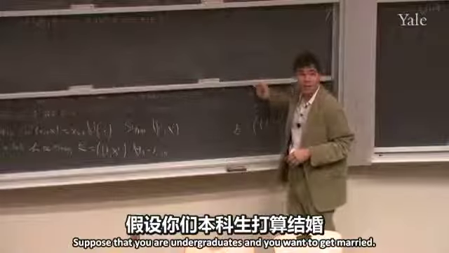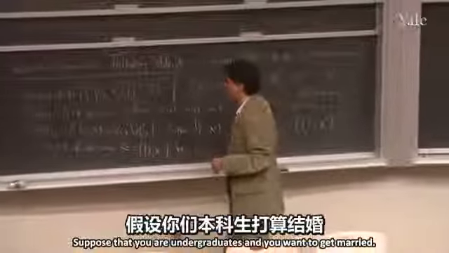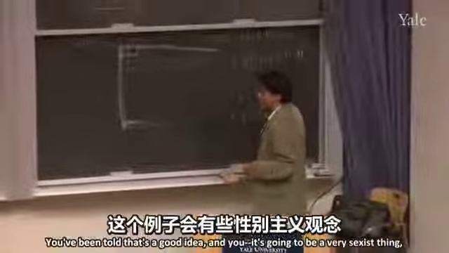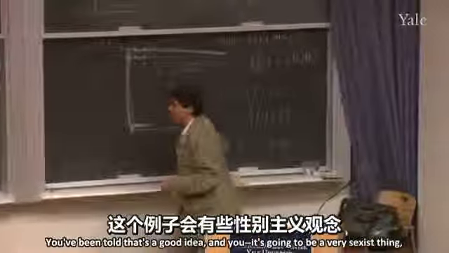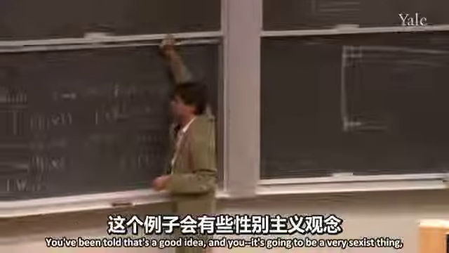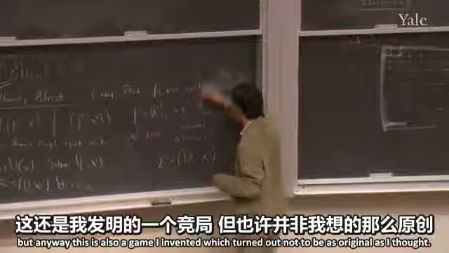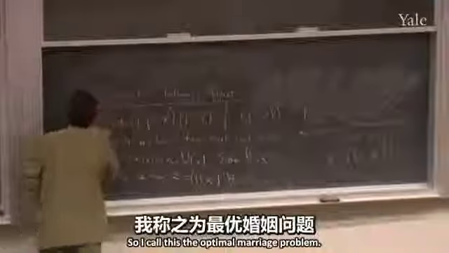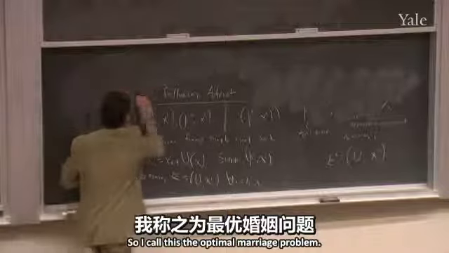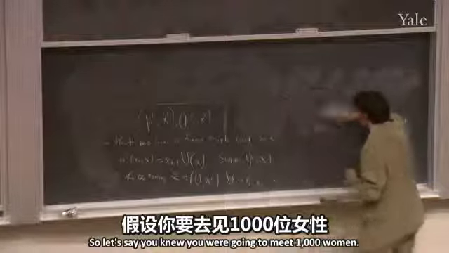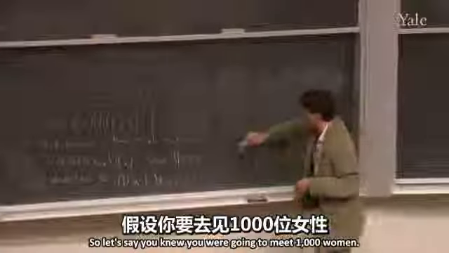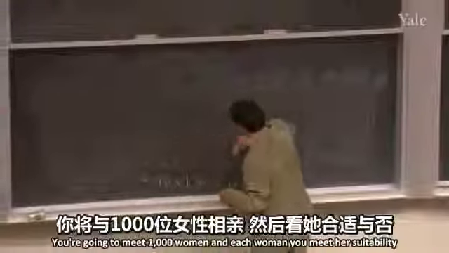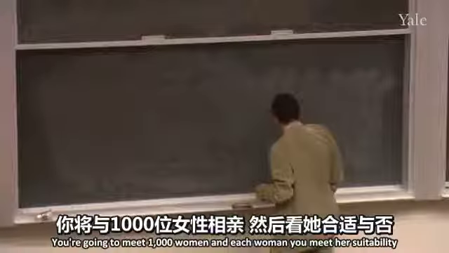Suppose that you are undergraduates and you want to get married. You've been told that's a good idea, and it's going to be a very sexist thing, but anyway, it's also a game I invented, which turned out not to be as original as I thought. So I call this the optimal marriage problem. So let's say you knew you were going to meet 1,000 women. You're telling it from the guy's point of view. You're going to meet 1,000 women.